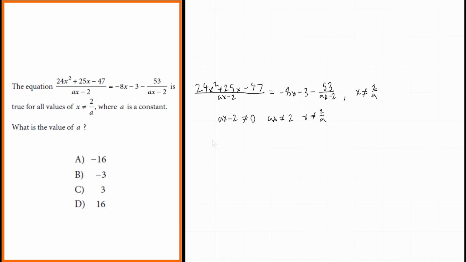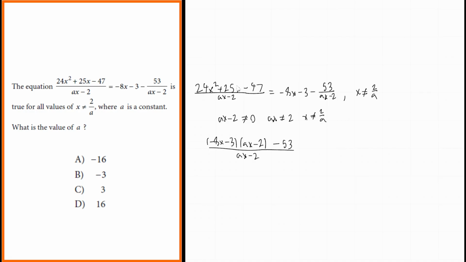If we do that, we would get something that looks like negative 8x minus 3 times ax minus 2 minus this 53 right here, all over ax minus 2. And now we see we have two expressions here that have the same denominator, which means they're equal to each other if they also have the same numerator.